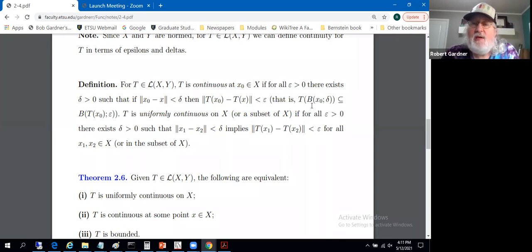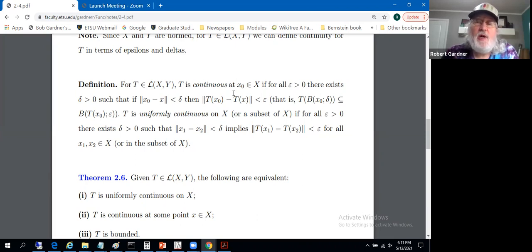So this would be a little subset of normed linear space X. These being centered at T of x sub 0 would be subsets of normed linear space Y. So the balls are based on metrics in different spaces or norms in different spaces, as far as we know. All right. T is said to be uniformly continuous on X. I'm glad I got these side by side. Let's go through and compare this and see exactly how it differs from the definition of continuity.